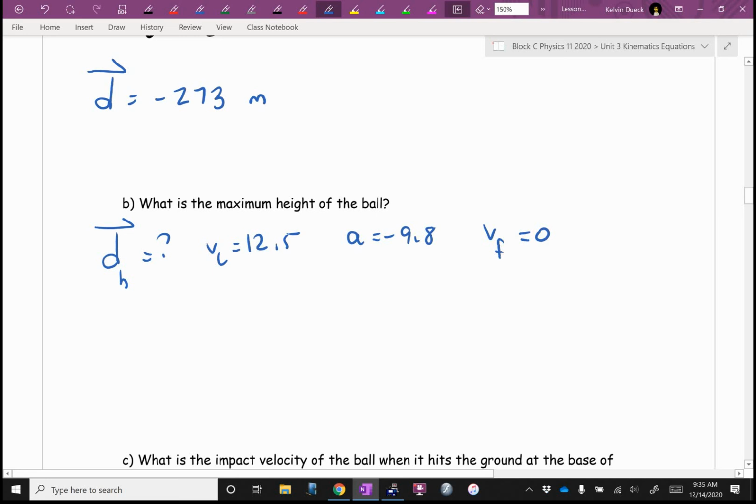Keep going, Garrett. Which equation? I'll give you a hint. D equals. That's not a hint, Mr. Dewick. I don't know T. Yep. VF squared equals VI squared plus. Get the D by itself. How would I get the D by itself?